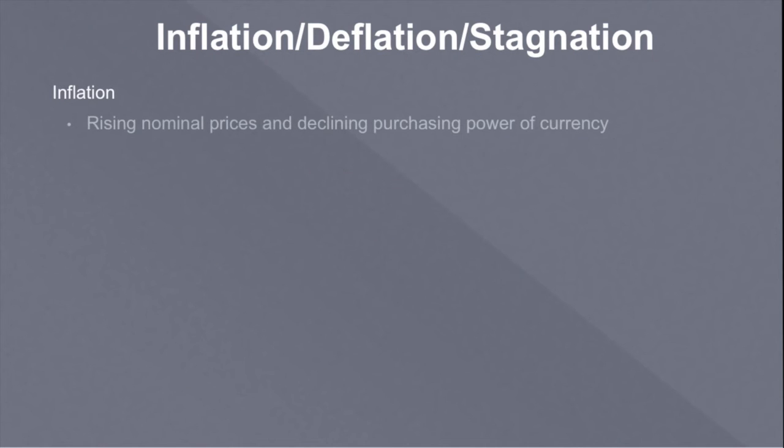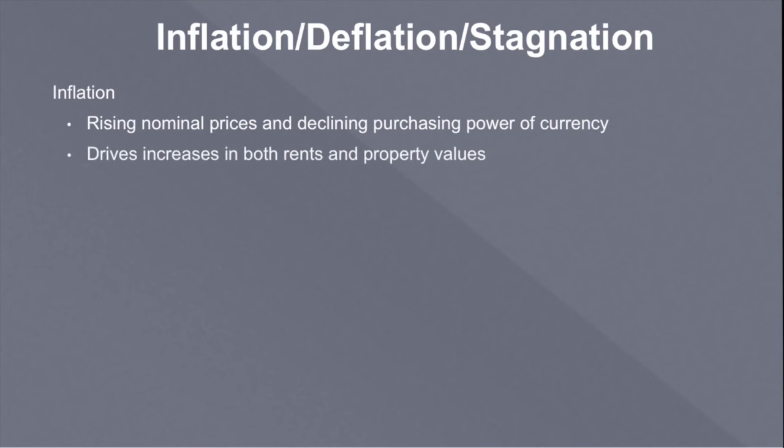So in an inflationary environment, we see nominal prices, that nominal means in name only, prices rise and a declining purchasing power of the currency. So the price is going up, but the value of our dollar or whatever currency we're talking about, could be the yen or some other currency too, is declining. So we're getting less purchasing power. And then this drives increases in both rents and property values, usually, most of the time, not always, but generally it does. And then deflation, what does that do?